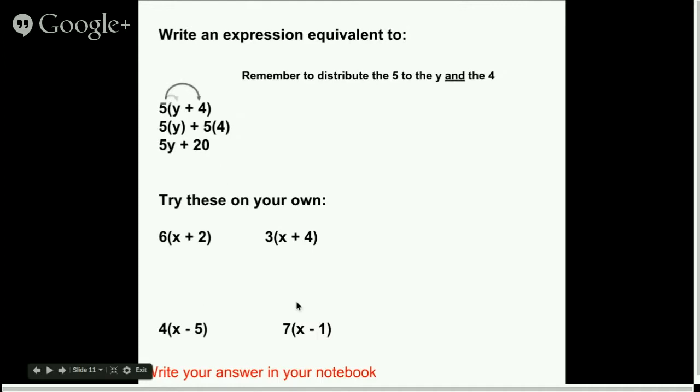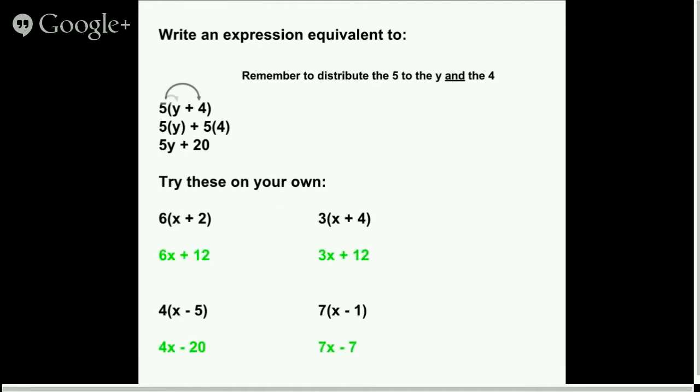Try these on your own. Go ahead and pause it. All right, so the 6 needs to go to the x and to the 2. So it's 6x plus 12. 3 needs to go to the x and to the 4. So it's 3x plus 12. 4x minus 20. The sign of this term stays the same. 7x minus 7.